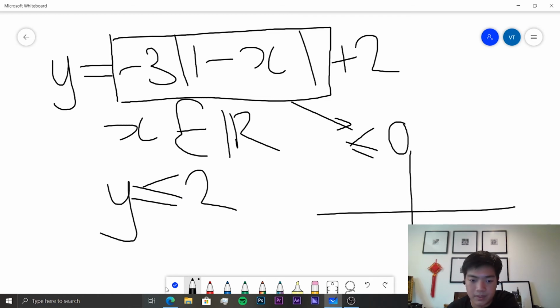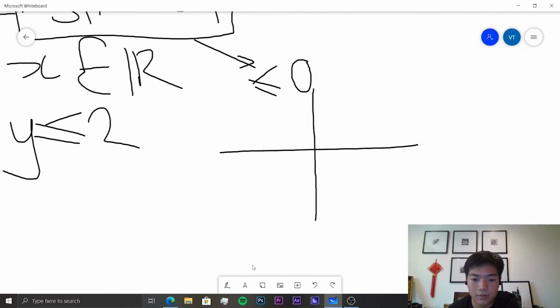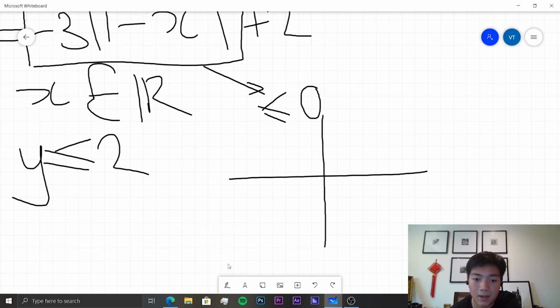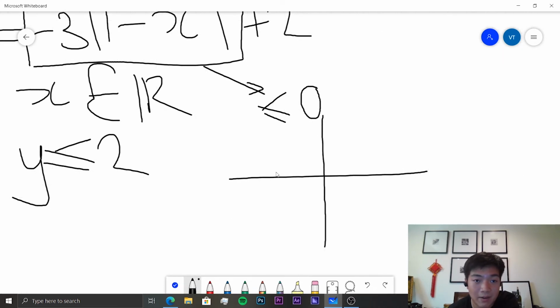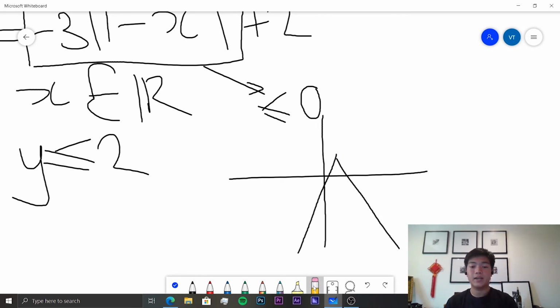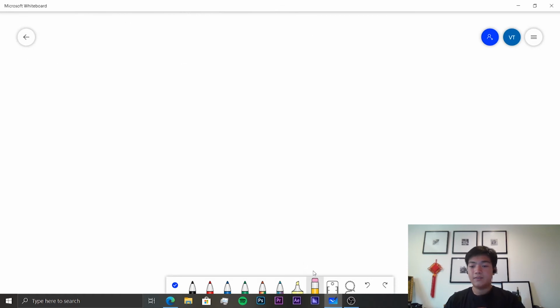Finally, our graph over here, we have the maximum at x equals 1, and that's around there, and it's at 2, and it's going downwards at a very steep slope. So it would actually look something like that. Okay. Finally, let's move on to the last question.